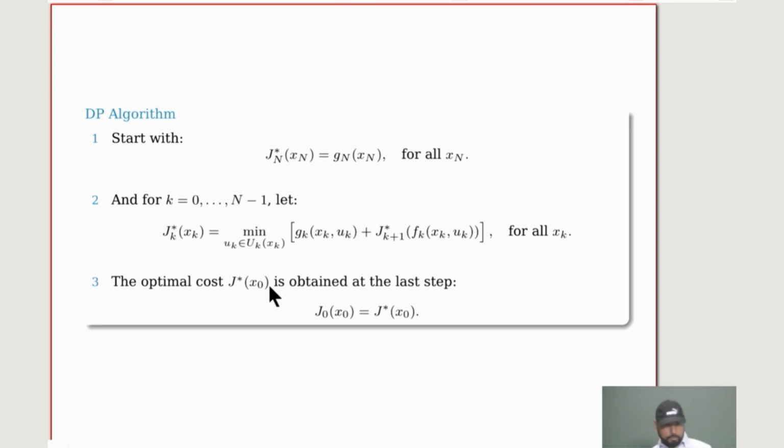In our case, the last step is going backwards. So we solve for n, then the n minus 1 tail subproblem, the subtree that you saw, and then the bigger subtree, and then finally we have the cost J0 x0, which is the total optimal cost.